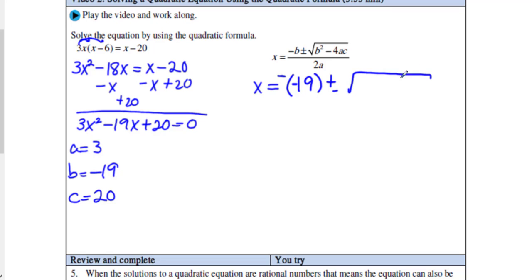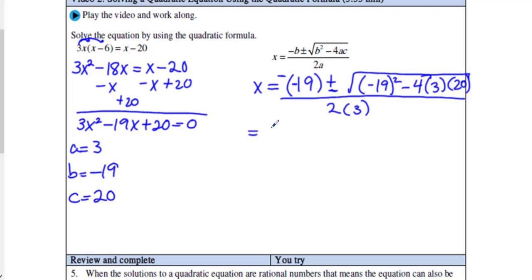So plus or minus the square root. And again, negative 19 squared is going to end up being a plus. Be sure that if you're using your calculator, you end up with a positive number here. That's what throws a lot of people off. So minus 4 times A, which is 3, times C, which is 20, all over 2 times 3. So minus a minus 19 is plus 19.